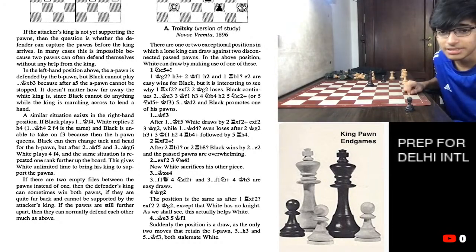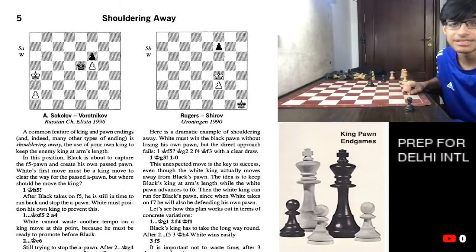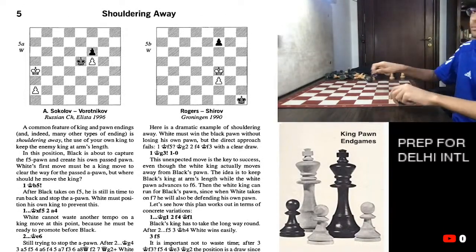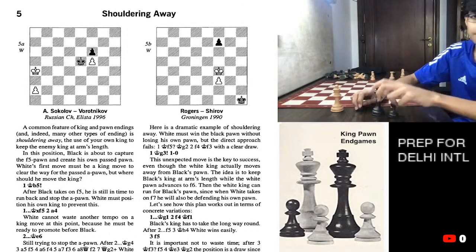So that's the Troitsky position. Moving on, we are going to the technique of shouldering away, which is the fifth technique which we must know about.